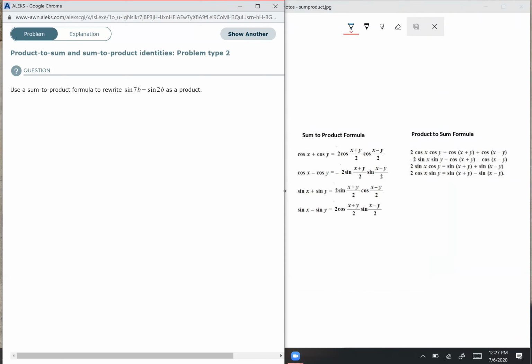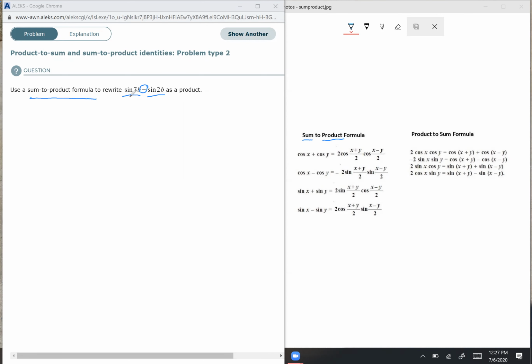So you guys, this is a different kind of problem. Notice we have variables here, which means I'm not going to be looking for a specific answer. This is more of a take this expression and write it in a different way type thing. So it says use one of your sum to product formulas to rewrite sine of 7b minus sine 2b as a product. So remember, even if it's a minus here, it's still considered a sum when we say sum to product. So minus, plus, either way, it is a sum that we're rewriting as a product. So it's going to be one of these.